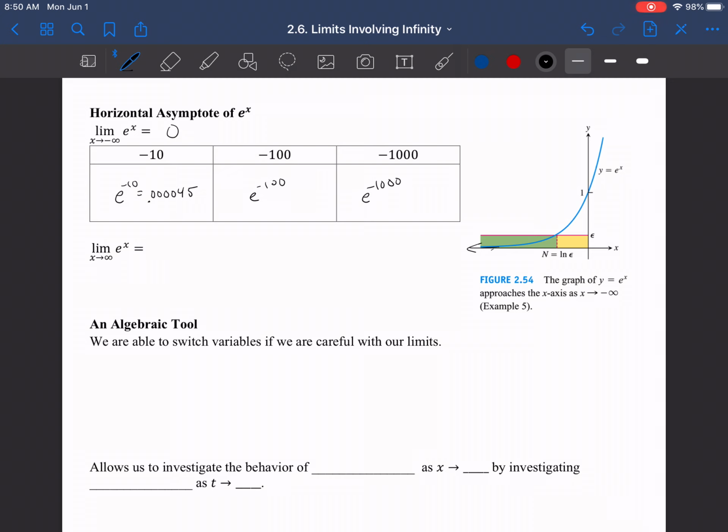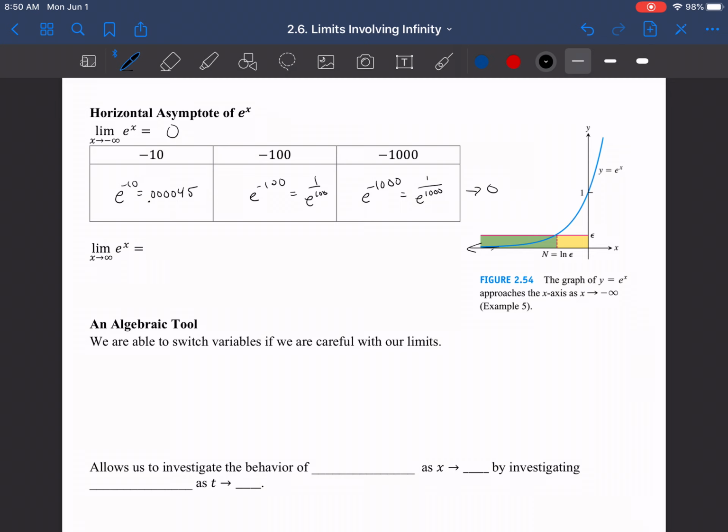Remember, this equals 1 over e to the 100. So e to the 100 is big, 1 over e to the 100 is small, and e to the negative 1000 is 1 over e to the 1000, and e to the 1000 is big, so 1 over that big number is even smaller. So this is just getting closer and closer to 0.